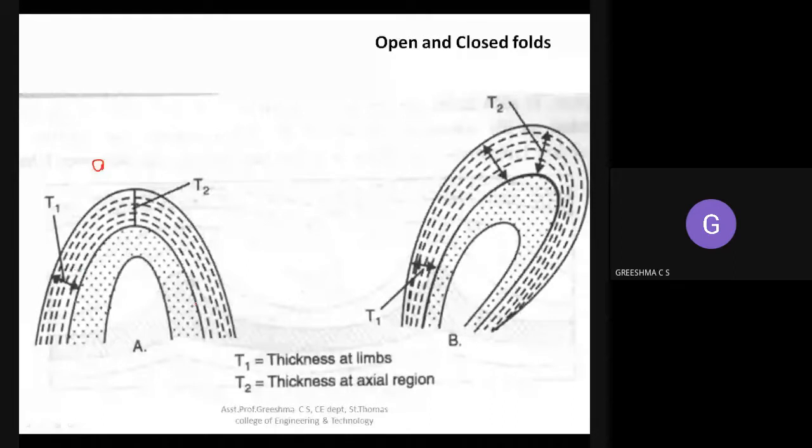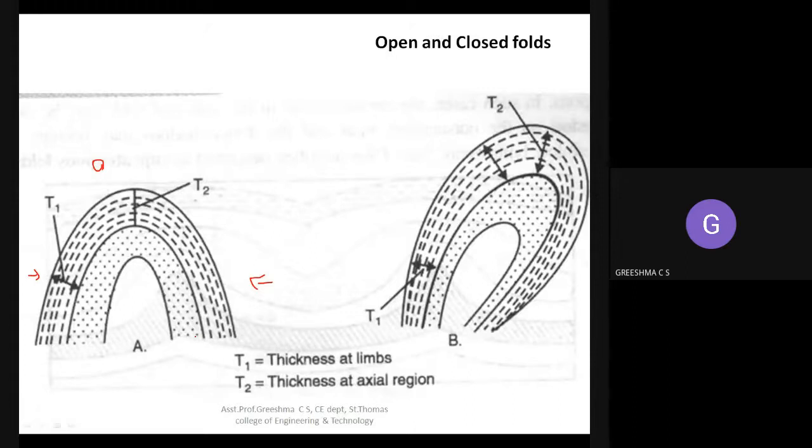Folding means the force will be applied over here and the rock will take a bending shape. While the force is being applied and the rock is forming into a bend shape, the thickness of the rock will be unaffected. That means there will be no change in the thickness of the rock.